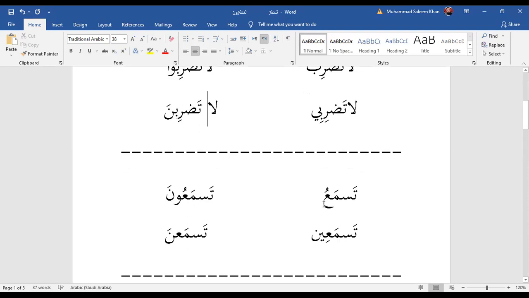So can you please just go through once without making any changes? Yes. لا تسمع. La tasma, okay. لا تسمعوا. La tasma'u. لا تسمعي. La tasma'i. La tasma'na. Excellent. La tasma'na. Okay, no change. Perfect.